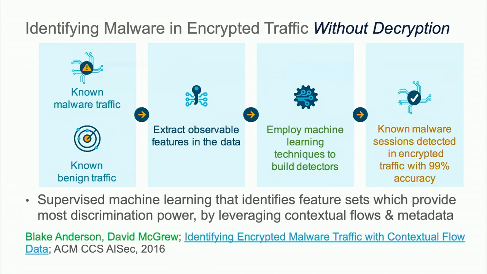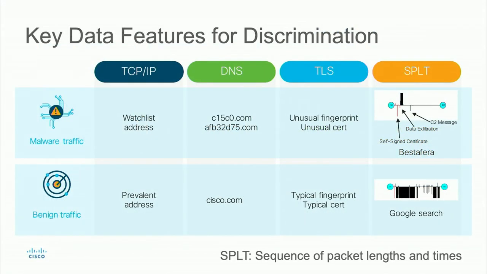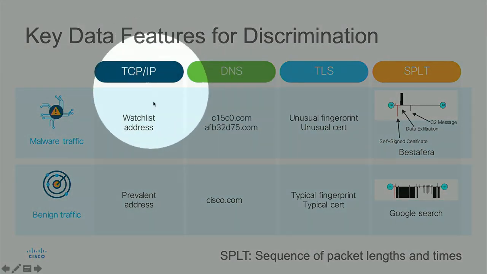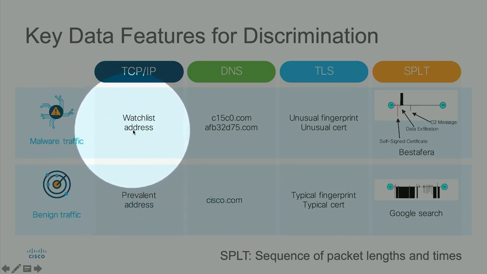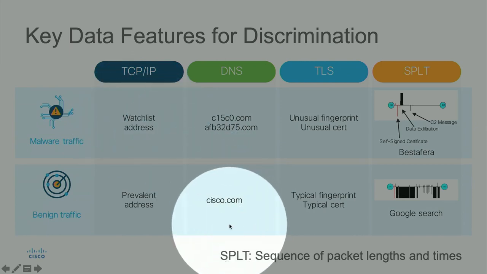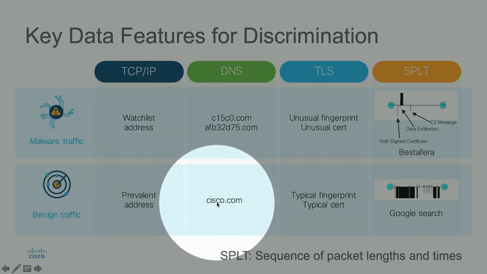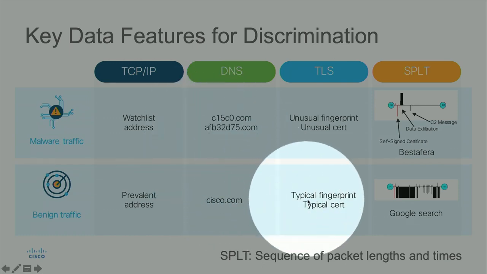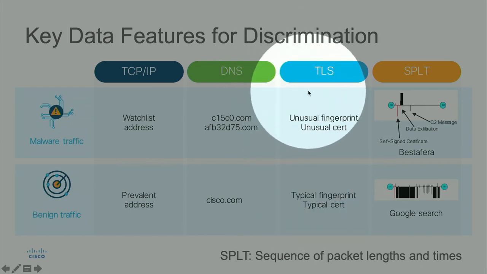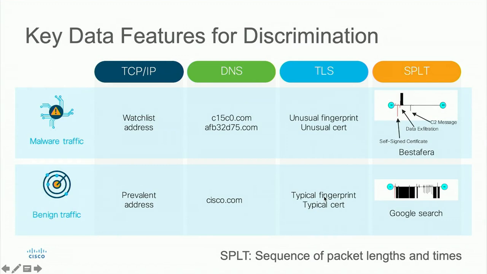Let me talk about this in a little bit more detail. So let's look at some of the data features they looked at. So here's malware and benign traffic again. First of all, we look at the IP address. Is it a prevalent address, a well-known address, or is it something on the watch list? If it's on an IP watch list, obviously you should be worried. The domain, is it something like Cisco.com or Yahoo or Google.com? If so, it's probably okay. If it looks unusual, once again, you should be worried. And then is the fingerprint for the transport layer security and the certificate, are they typical or are they unusual? Usually the bad guys, for various reasons, use unusual fingerprints. And that's something else that suggests that that may be malware.